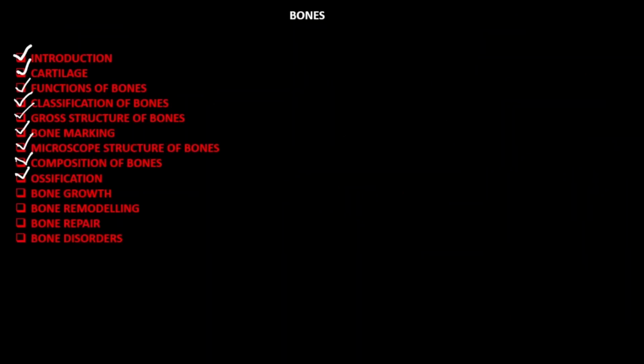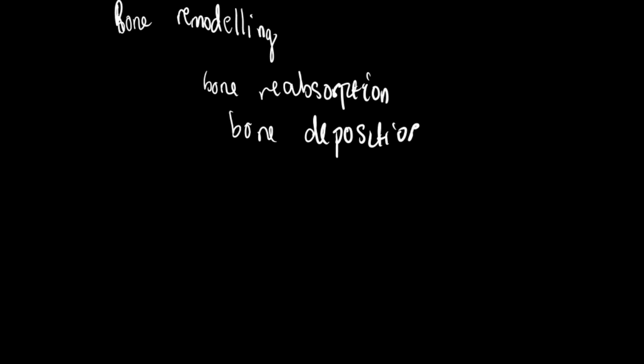Taking a look at our outline, we have considered bone growth, and the next subtopic for this video is bone remodeling. So let's take a look at bone remodeling. Bone remodeling involves two contrasting processes: both bone reabsorption as well as bone deposition. The key player in bone reabsorption is the osteoclast. The osteoclast is what helps to break down the bones.